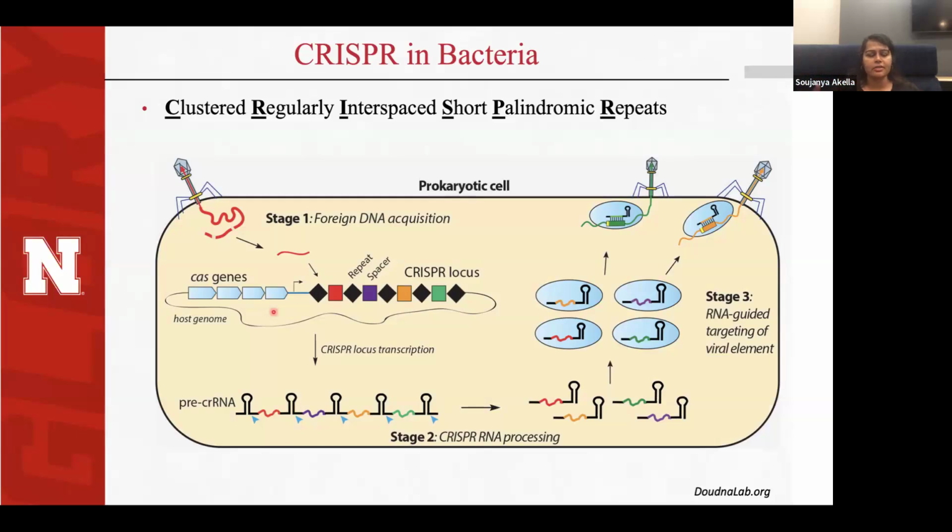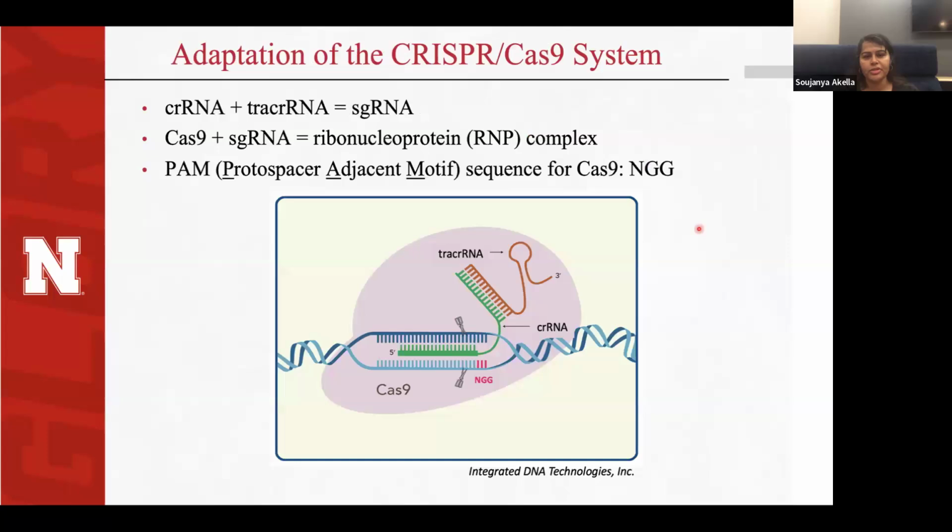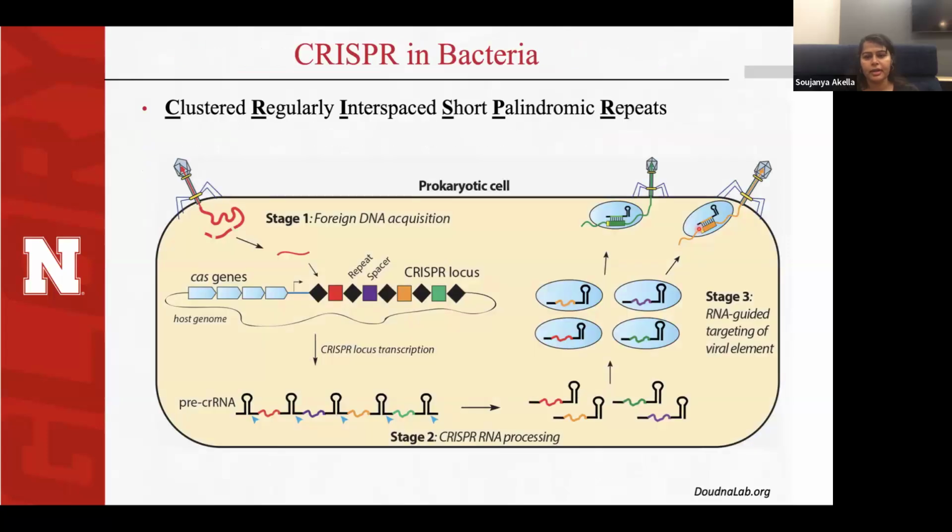Another, of course, Cas9 is the main one in this whole system itself, because it's the nuclease, so it will cut foreign DNA, while this RNA piece will guide the Cas9 to that foreign DNA. That's why that's important. Okay, so this is kind of a quick overall picture of CRISPR.